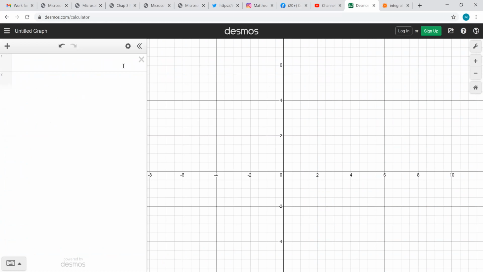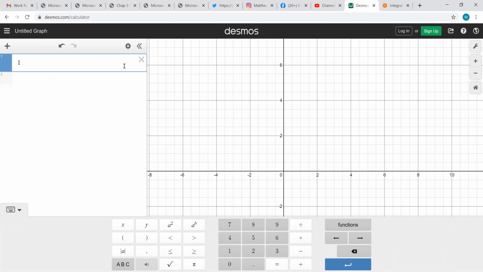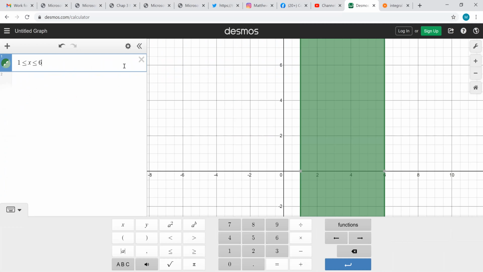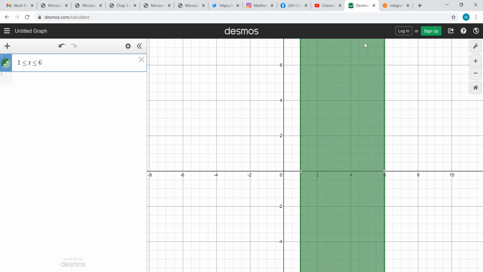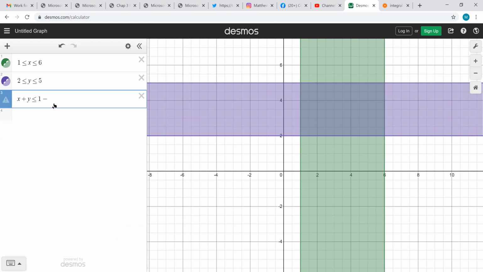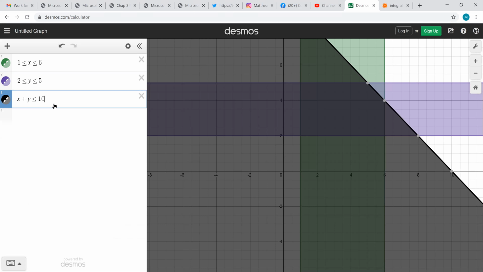All right. So the first thing it asks you to graph is it says 1 less than or equal to x less than or equal to 6. So that's a vertical column space there. And then same thing with y: 2 less than or equal to y less than or equal to 5. So now you're in this rectangle here. And then this rectangle is cut by the line x plus y less than or equal to 10. So what you're looking for is something that is overlapped by all three.